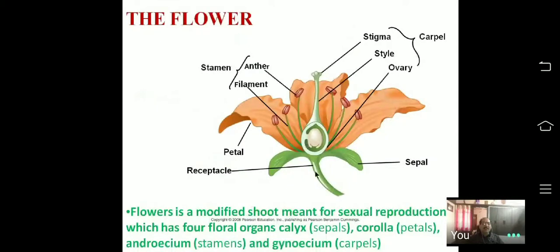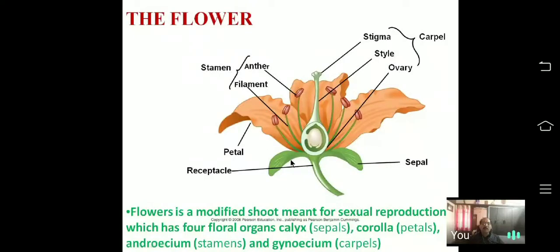The stalk of the flower is called the pedicel, and the terminal part is called the receptacle. The receptacle ends with a knob-like structure called the thalamus. Over the thalamus, there are four whorls: calyx, corolla, androecium, and gynoecium.